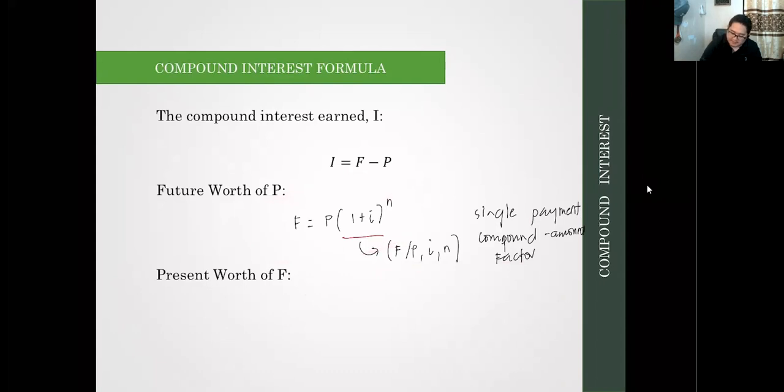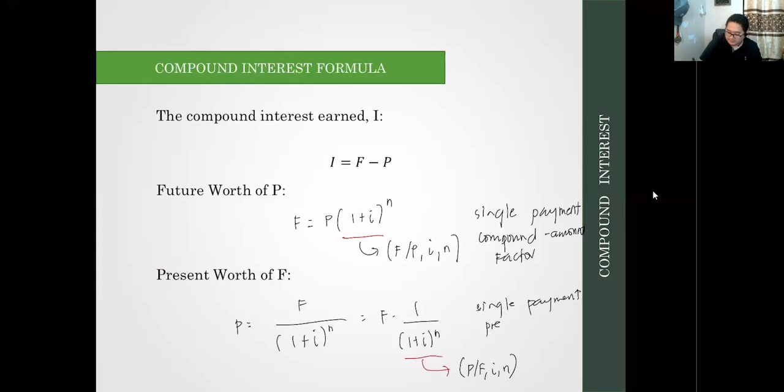So if present worth is what we need to find, we can use F over 1 plus i raised to N. Let me separate this: F times 1 over 1 plus i to the N, which is the same. This factor also has a name. Sometimes its notation is P over F, i, N, and it is sometimes called the single payment present worth factor. When this is what the problem asks for, we will just refer to this particular formula.